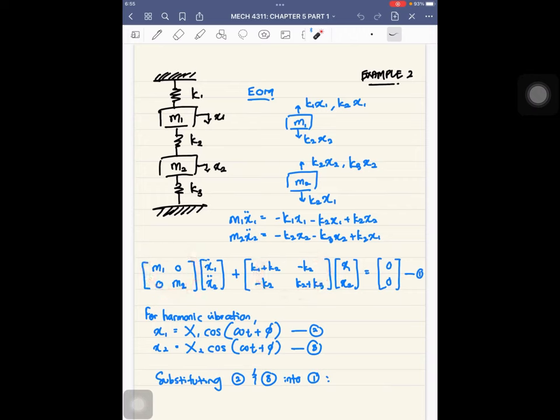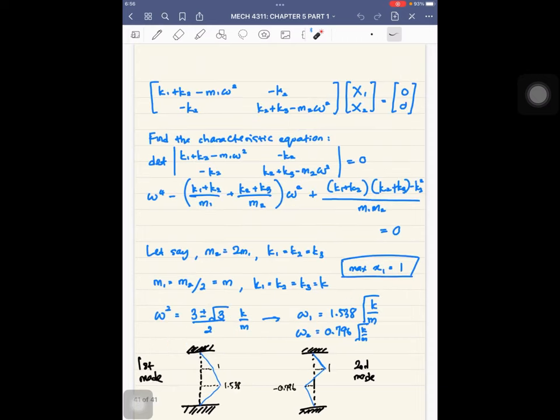And for harmonic vibration, we consider x1 and x2 as capital X1 cosine omega t plus phi, which is the phase, and the second one as follows, right? So if we substitute 2 and 3 into equation 1, basically we'll have this kind of shape, okay? And then we need to find our characteristic equation. Okay, so we find our characteristic equation by finding the determinant.